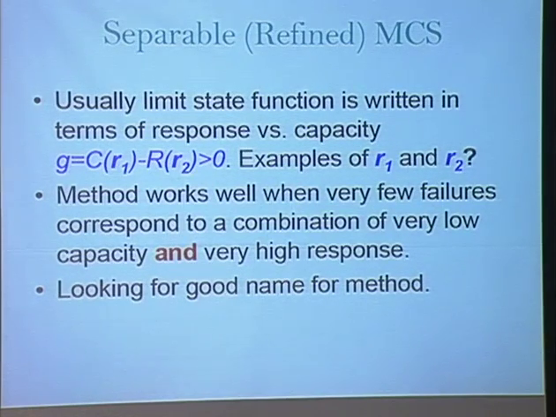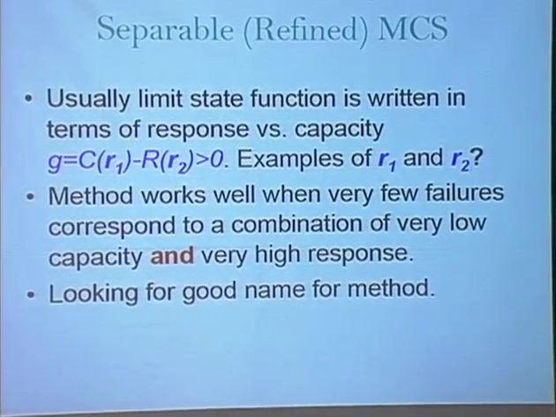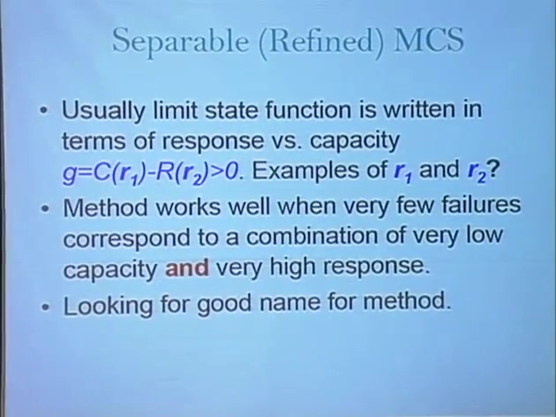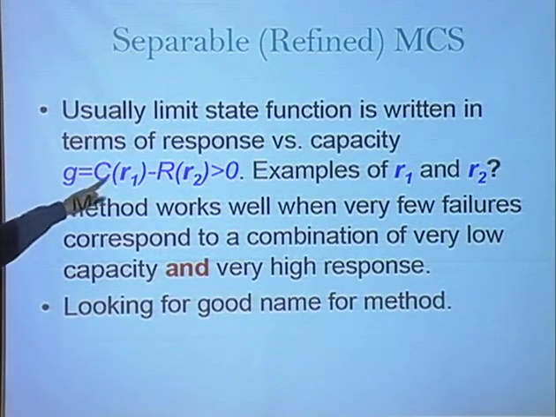And so I say that usually the limit state function of a structure, which is the structure that decides whether it's going to fail or not, can be written in terms of response versus capacity. G is equal to capacity minus response, and the capacity has to be larger than the response.